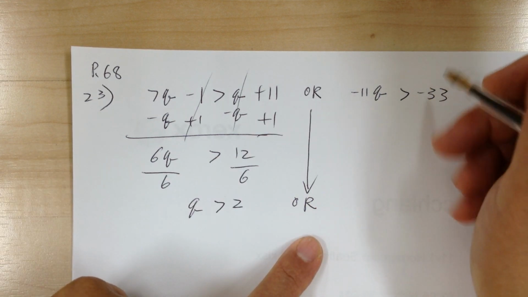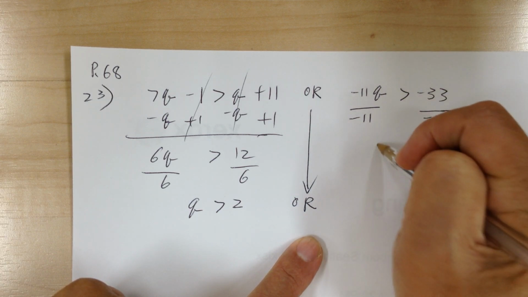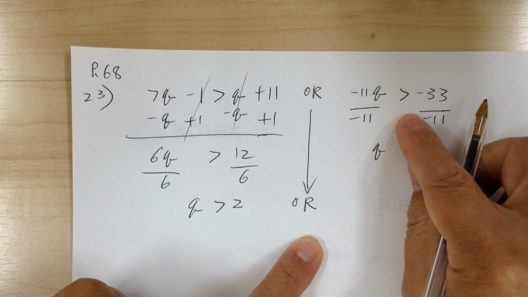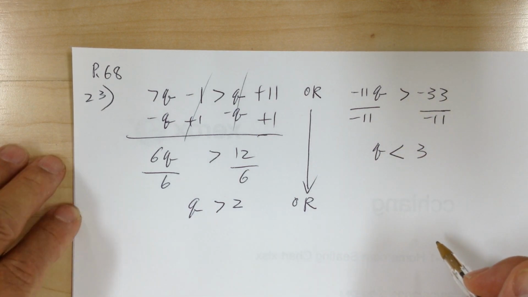Or, now this one over here, you're going to divide by negative 11 on both sides. So you're going to get q. Now when you divide by a negative number, you have to change the direction. Okay, so now you're going to do the graphing.